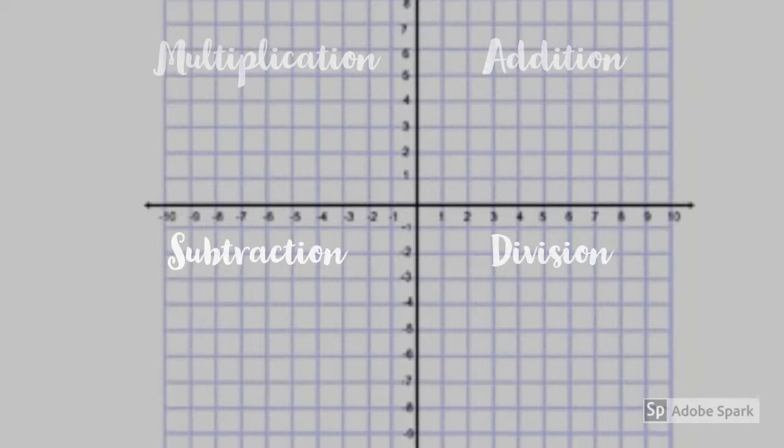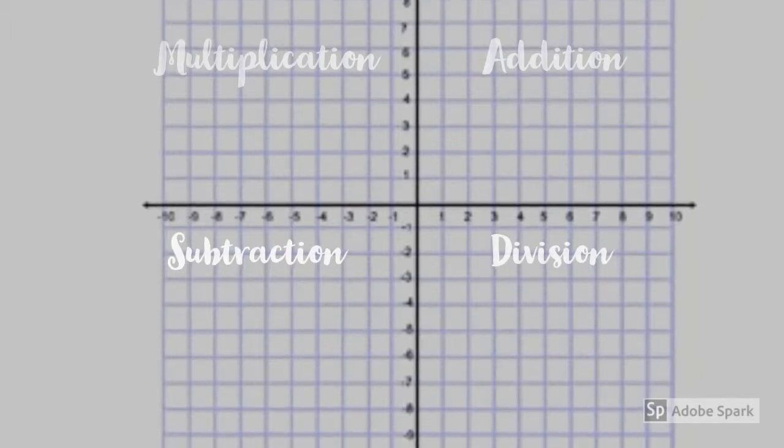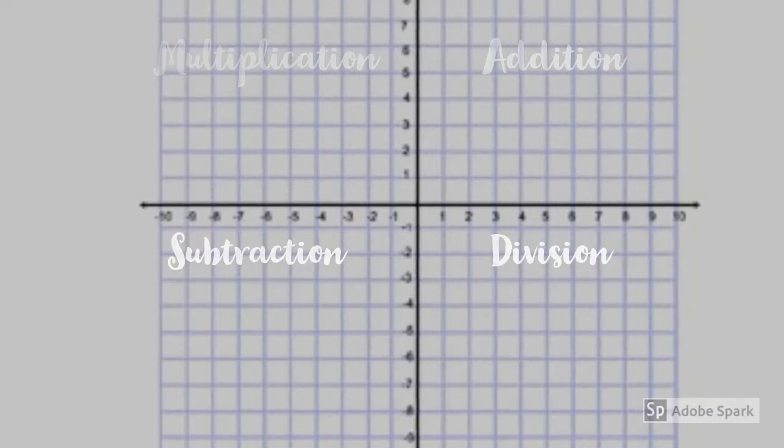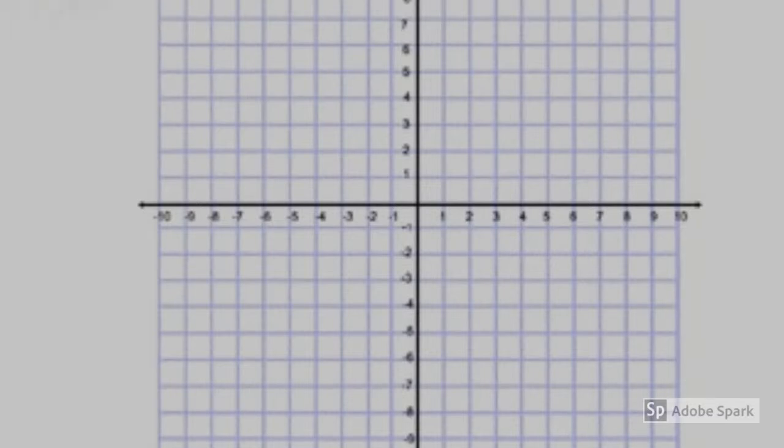Each of the lands are located in different quadrants. Addition land is in quadrant 1, multiplication is in quadrant 2, subtraction is in quadrant 3, and division is in quadrant 4. Each land helps the other lands to solve problems that they have. The problems are solved by using inverse operations. The 4 lands work together to make Mathtopia a better place.